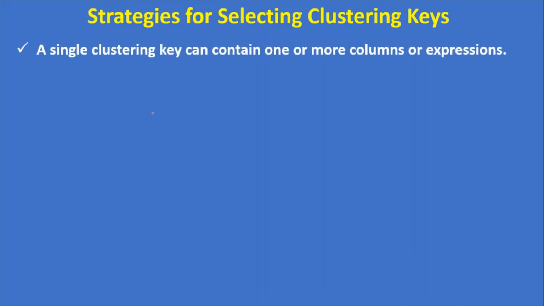And also there are a few strategies for selecting clustering keys. A single clustering key can contain one or more columns or expressions. An expression is nothing but you have a column and then you can derive another value based on that column. That could be an expression, or you can apply functions to the existing columns.